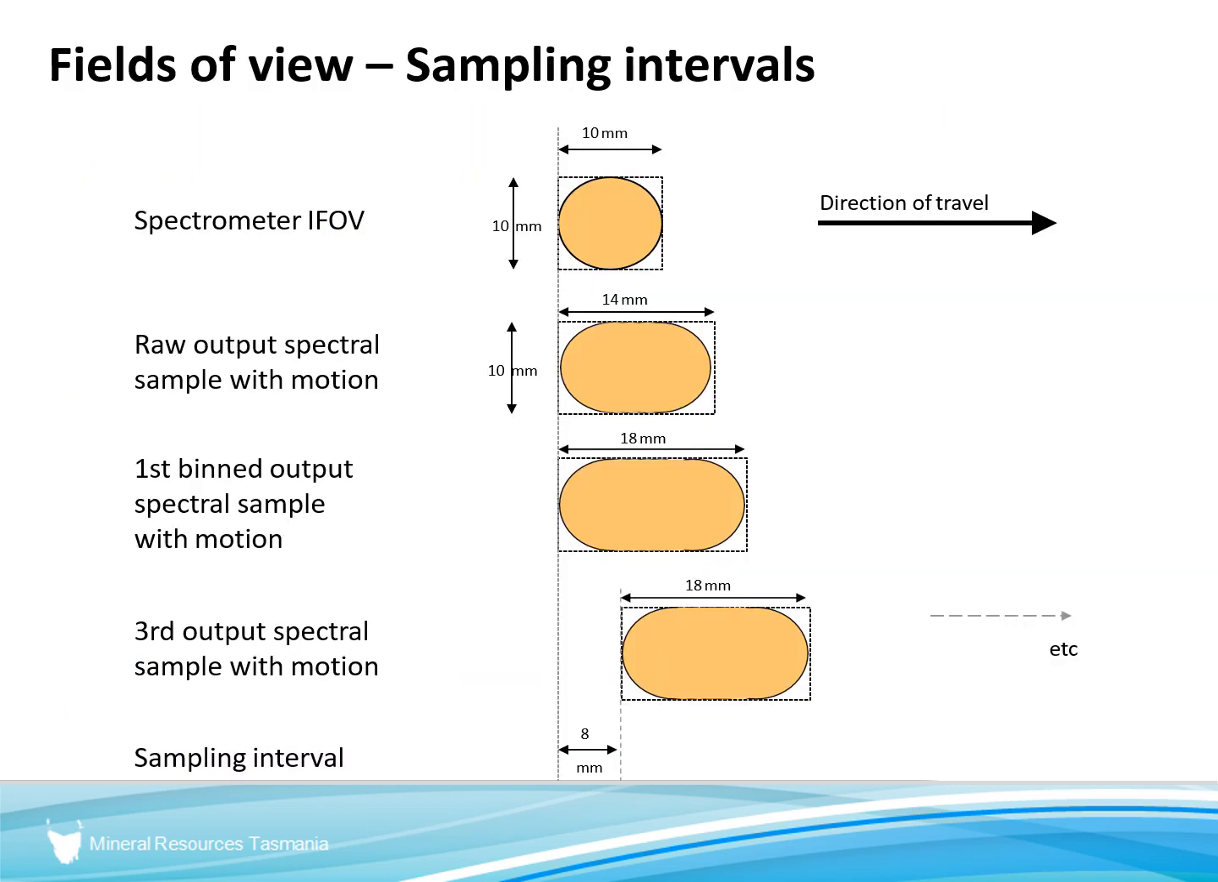The footprint of the spectrometers, it sees 10 millimeters by 10 millimeters, but the core is moving in a scanning mode, and so it will get stretched out. So you finish up with something like an 18 millimeter footprint, but we take our sample every 8 millimeters. So there's a fair degree of overlap between samples.